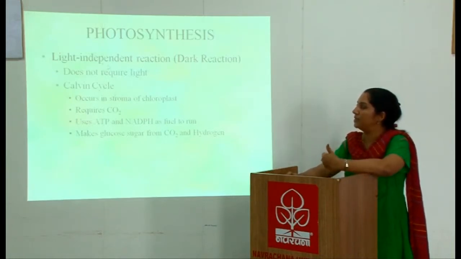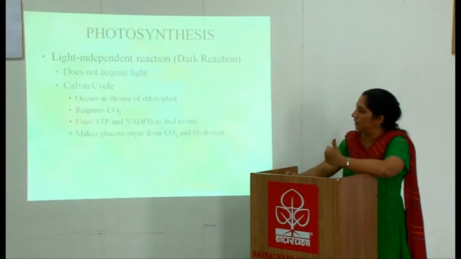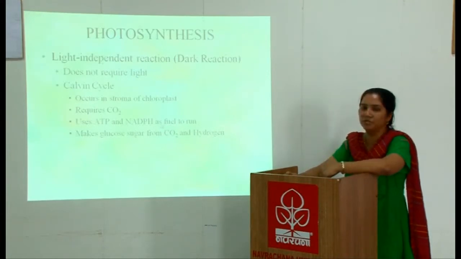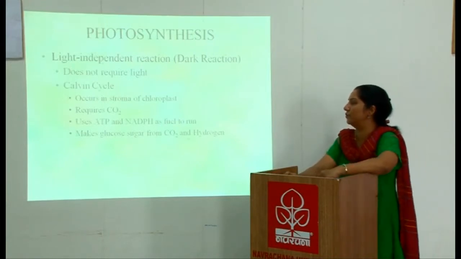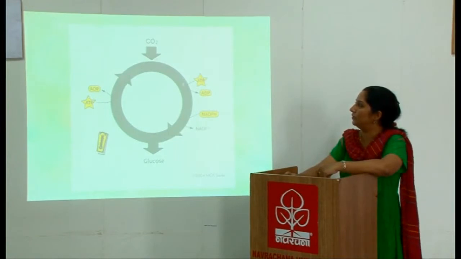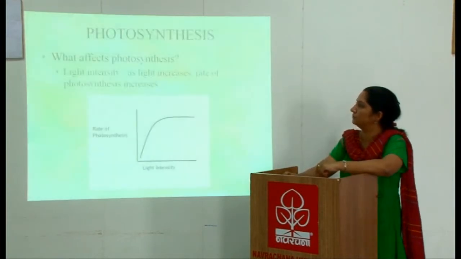The light dependent reaction occurred in the thylakoids. Here it occurs in the stroma of the chloroplast, and it requires CO2, and ATP and NADPH, which were developed in the light reaction, are used here as fuel, and this makes glucose sugar from CO2 and hydrogen. So here CO2, ATP and NADPH are used up and it forms the glucose.